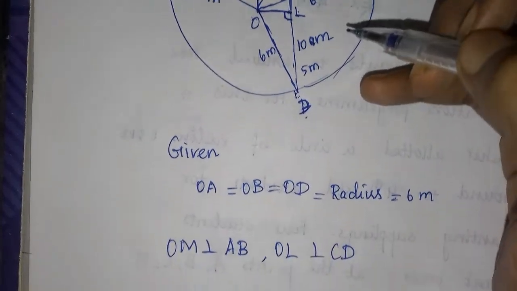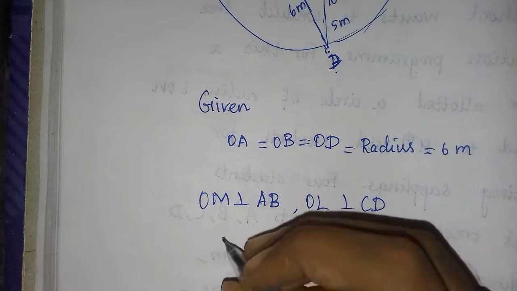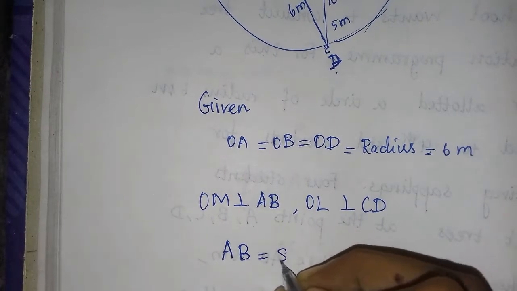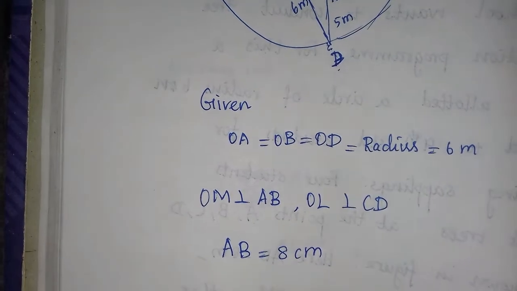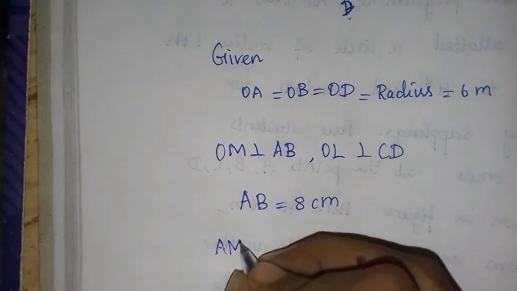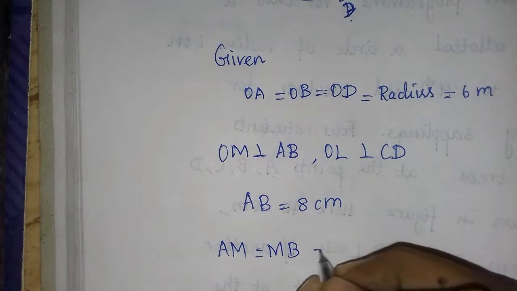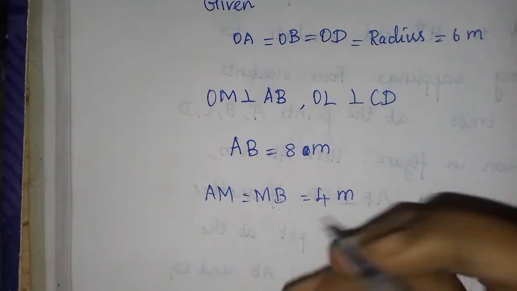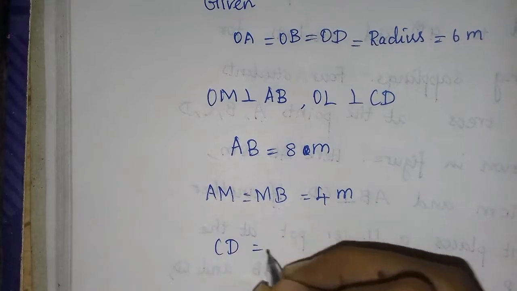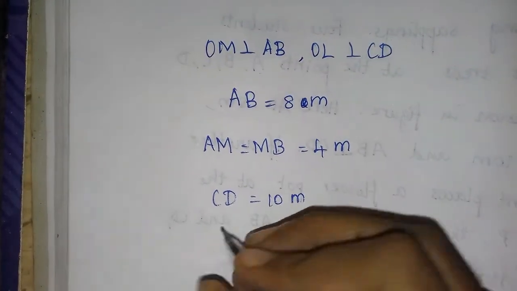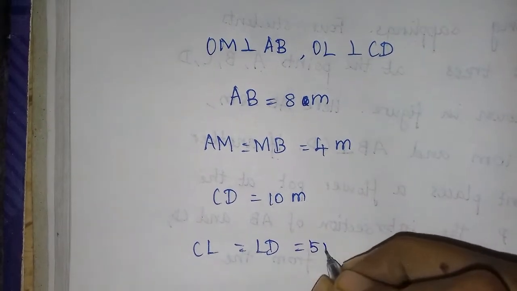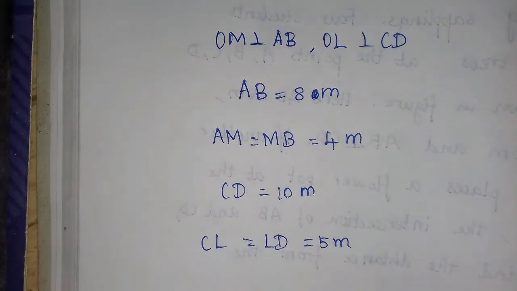Okay, now let me write the given data. AB is equal to 8, that is given. So we know that AM is equal to MB is equal to 4 meter. Then CD is equal to 10 meter. So CL is equal to LD is equal to 5 meter. Can you understand till this? Now let's see the next step.